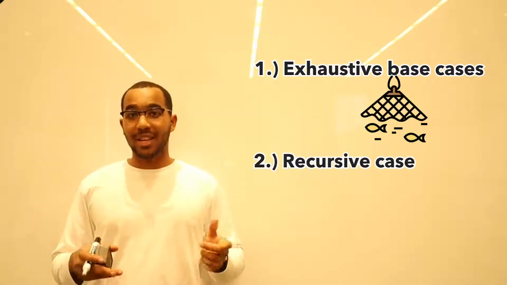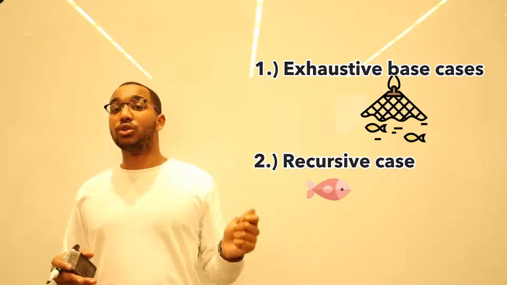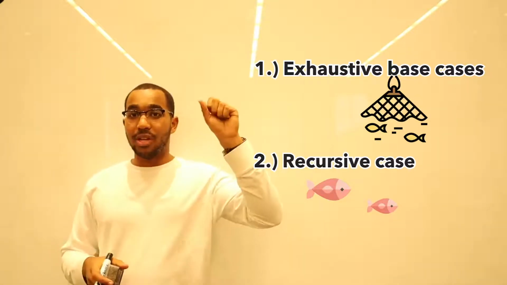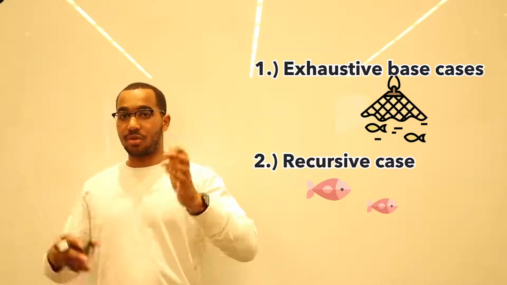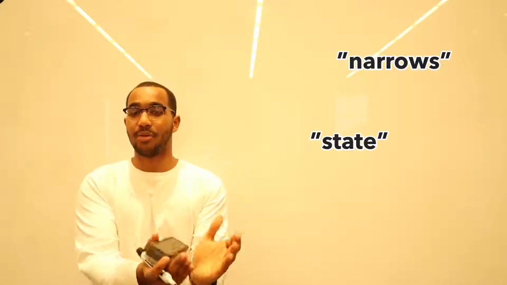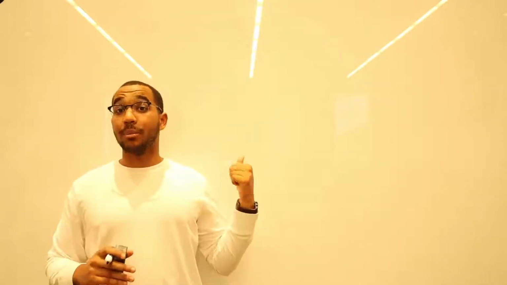The recursive case is going to reduce the size of the problem at every single step of the algorithm. You need a base case and a recursive case. The recursive case narrows down the input or the state of the overall algorithm to the base case. What we can put here is a tree so that we can imagine this for a second.